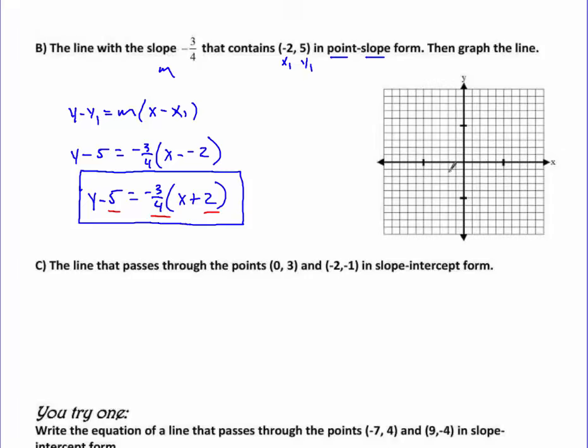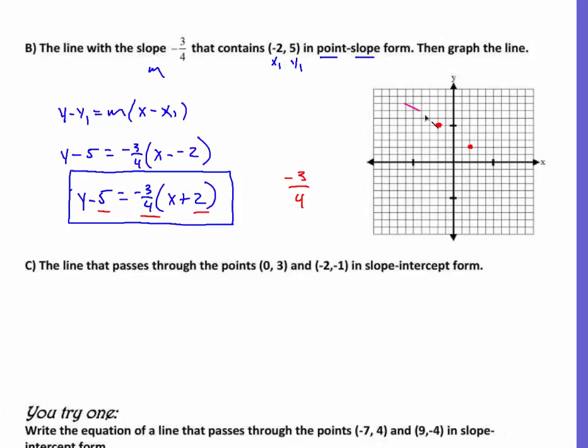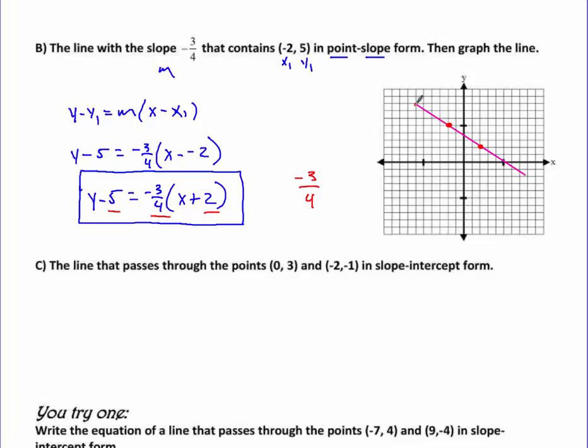So to graph this line, we're going to use our point, which is the opposite of this, so -2, and the opposite of this, which is 5. So -2, 5 is our point, and our slope is -3 over 4. So that means we're going to go down 3, 1, 2, 3, and over 4: 1, 2, 3, 4. So we graph our line, and there we go.